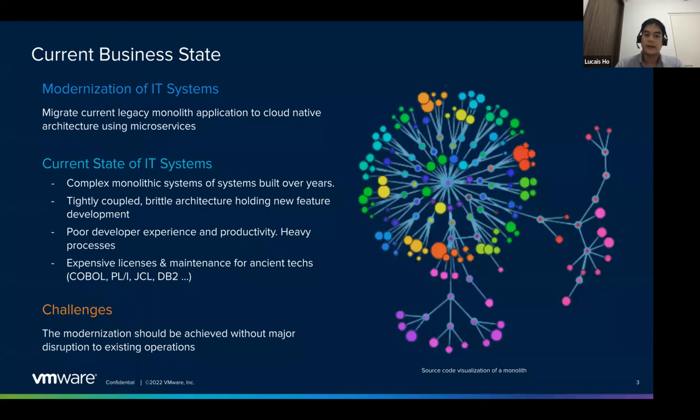And lastly, as time and the complexity of the architecture increase, so too are the operational expenditures required to maintain expensive licenses and maintenance. The challenge is to migrate to a microservice-based architecture without major disruption and outage to existing client systems.